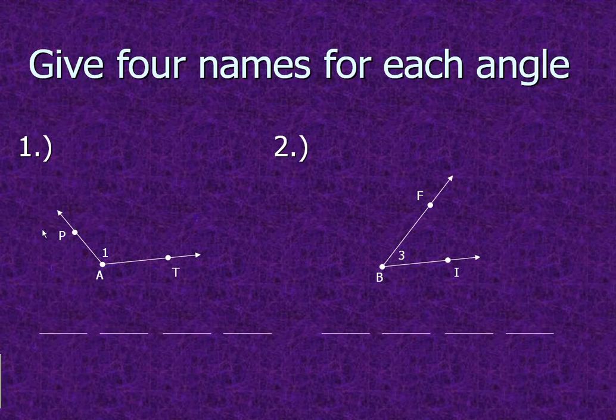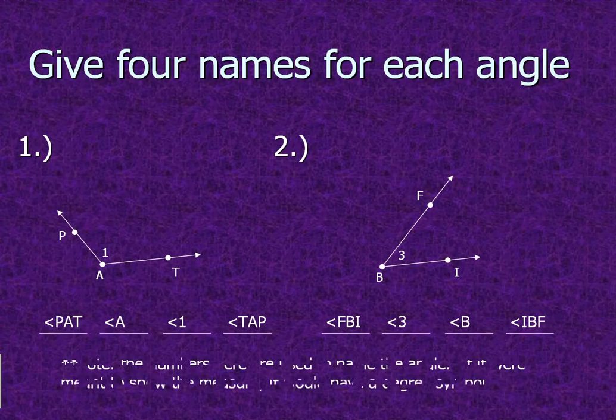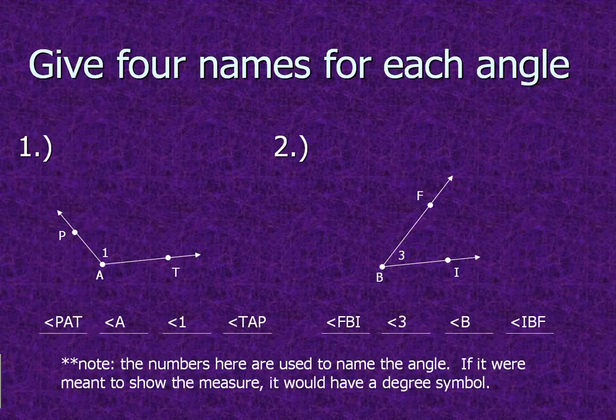All right, so we could give four names for this angle right here, and here they are. And we could give four names for this angle right here. Most popular, of course, angle FBI. The numbers in here, I put a little note here. The numbers used are to name the angle. If we're meant to have measure, it would have a degree symbol, and 1 degree for this angle doesn't make that much sense. Even though we don't assume to know the angle measurement by the picture, it makes more sense as a number.